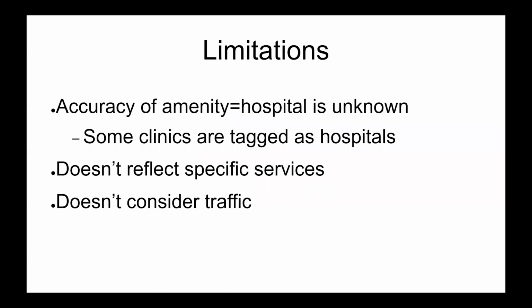There are also some limitations here that I did not address. The accuracy of the OpenStreetMap data is unknown to me. When I was looking through it to do some sanity checks, I found some clinics that were tagged as hospitals. There were some veterinarian offices that were tagged as hospitals. Another limitation is that this doesn't reflect specific services offered, like trauma centers or specialty medicine that might be required in an emergency. And lastly, this doesn't consider traffic, which I think would affect urban areas more than rural areas, so it might even out some of these statistics.